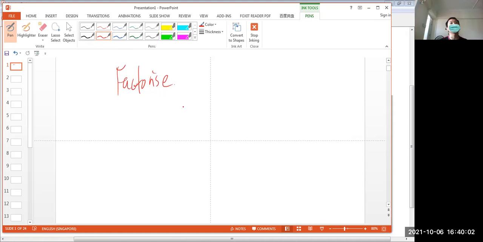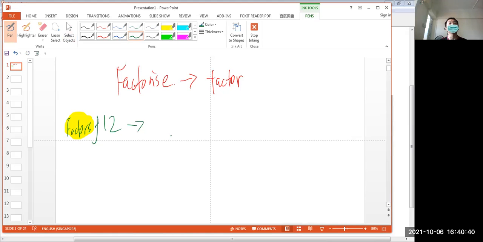Okay. So the word factorize comes from the word factor. So if I ask you 12, can you find the factors of 12? So that means it's factors of 12. So how do you solve this? What are the factors of 12? Any idea?